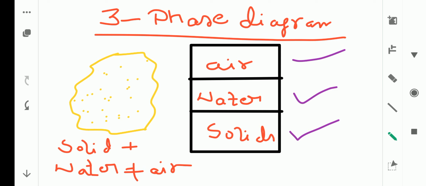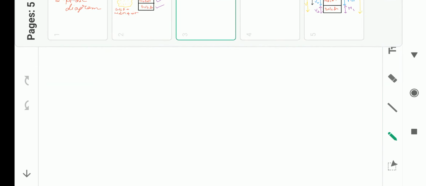As soil consists of solid, water, air, we have just simply separated the three items, right, and we call it three-phase diagram. Now it is very much possible that this three-phase diagram is converted into two-phase diagram. Is it possible? Just think.